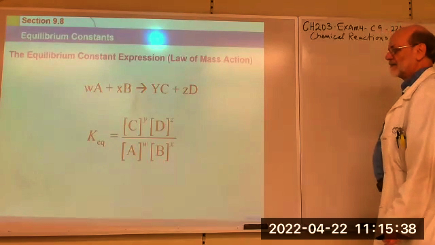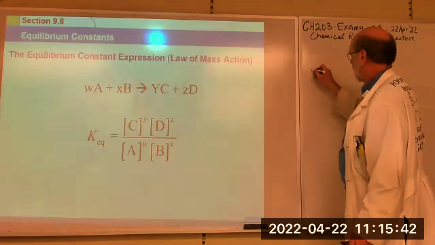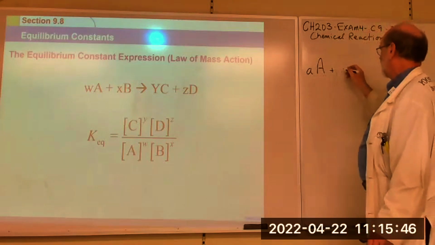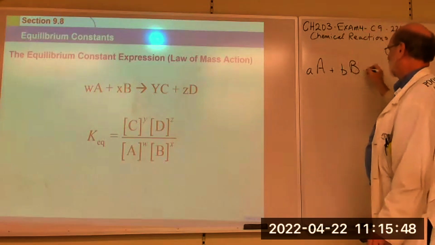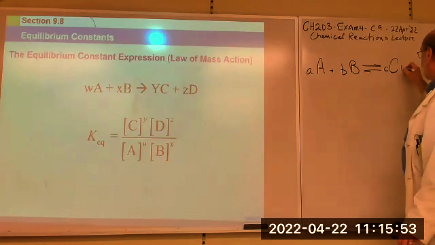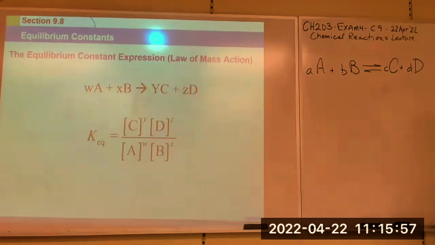Right, so how do we write it? I don't like it that way. I like it this way, where you have a little a and a big A. So there's your coefficient. And then a little b and a big B. And now you have a little c and a big C and a little d and a big D.